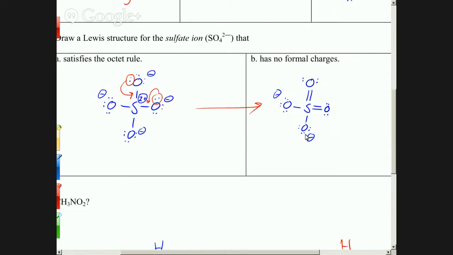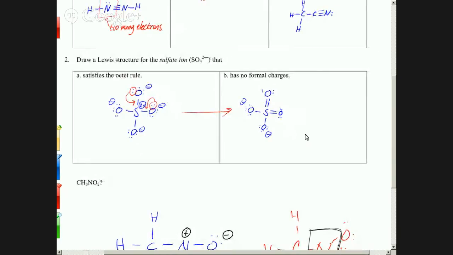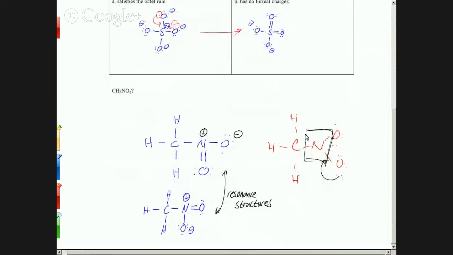And whenever you just move electrons around without changing anything else, those structures are known as resonance structures. We'll see some more of those as we go. All right, so how do you feel about Lewis structures so far? Looking pretty good? All right. Well, we'll keep practicing those, and we're going to extend that now and do a little bit different thing with them.